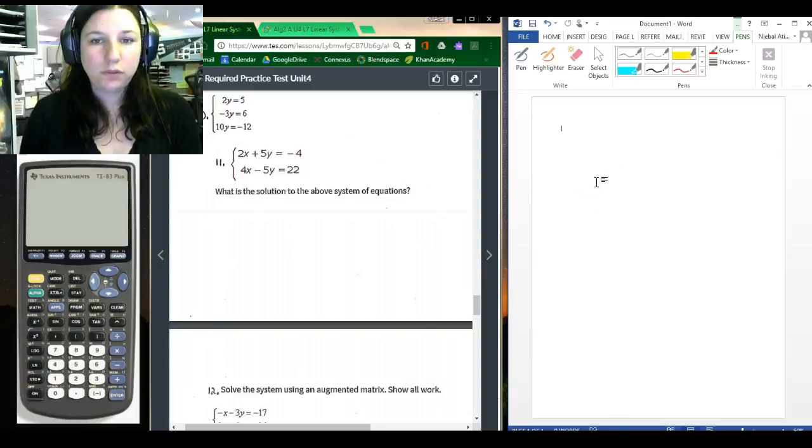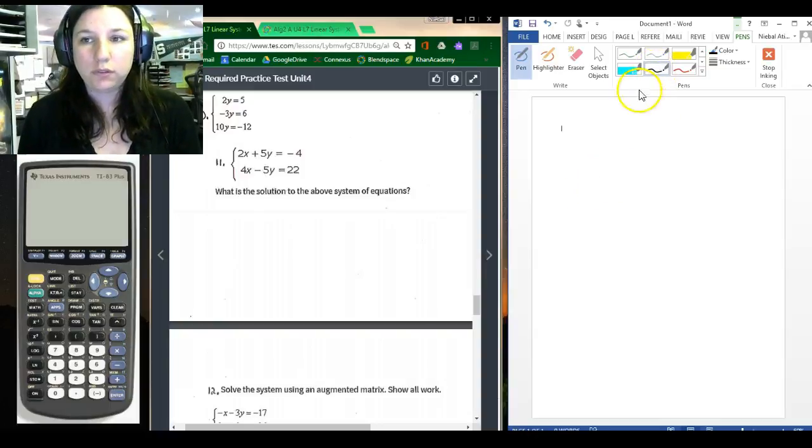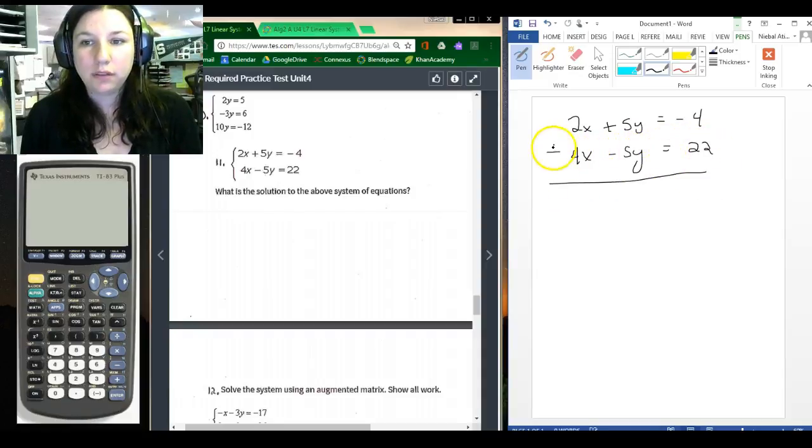Number 11, what is the solution in the above system of equations? So you can use any method you like. For this one, I'm going to use elimination because it's already set up nicely.